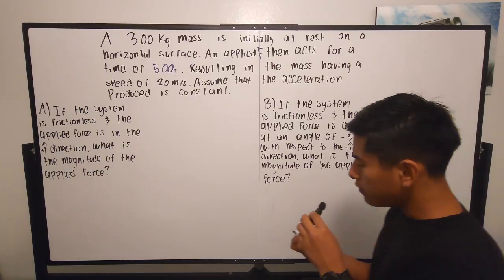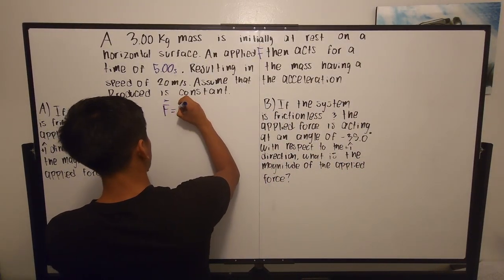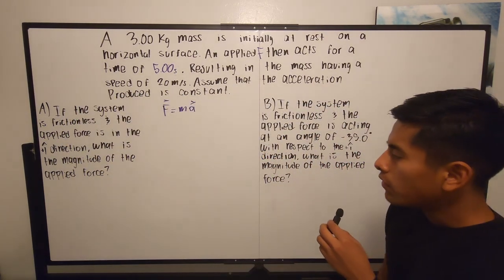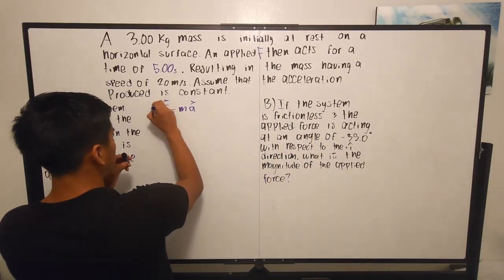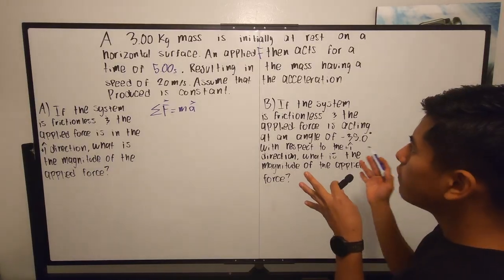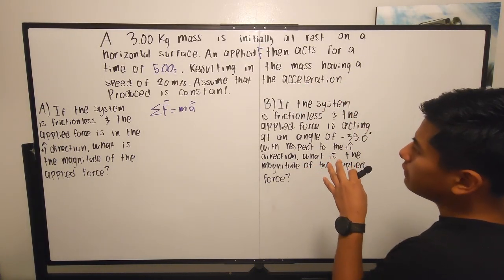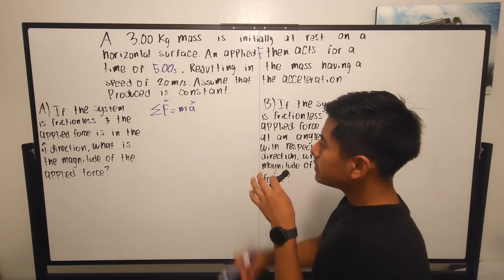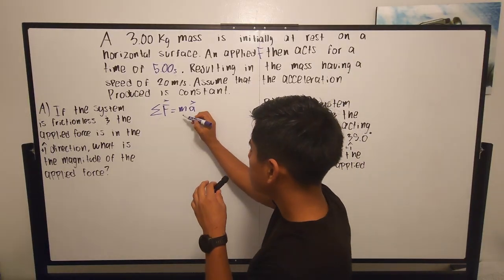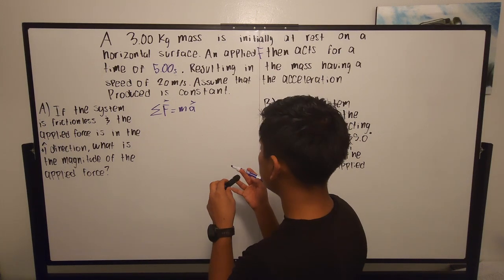So the first thing that I'm going to do, since we're working with forces, is I'm going to write Newton's second law. That is force equals mass times the acceleration, or the sum of all the forces, actually. But since we're only working with one force, because we're told that it's frictionless, the only force is going to be the applied force. So we have this formula right here, and now we want to find force. We know the mass and we don't know the acceleration. So in order to find force, we need to get the acceleration.